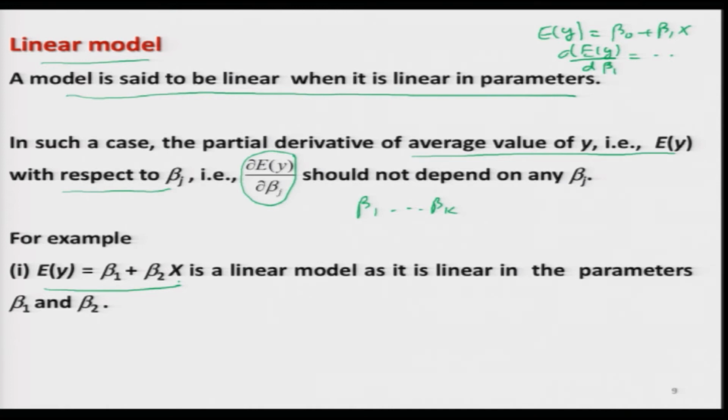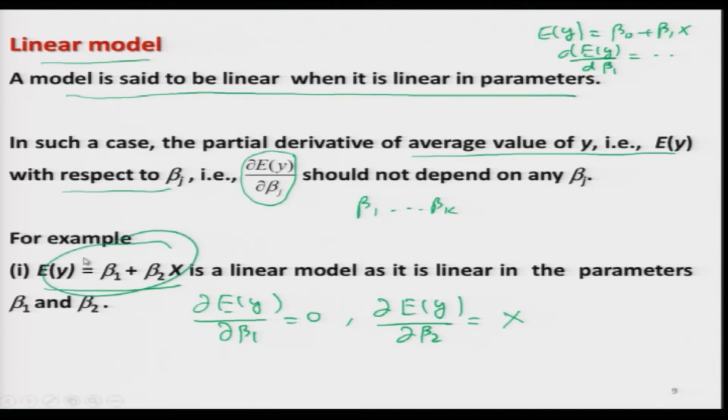simple linear regression model. So, expected value of y is now written as beta 1 plus beta 2 x. So, you can see here that partial derivative of expected value of y with respect to beta 1 is 0. This is not dependent on any beta, and partial derivative of expected value of y with respect to beta 2 is simply here x, which is independent of beta 1 and beta 2. So, this model here is a linear model because it is linear in parameters.